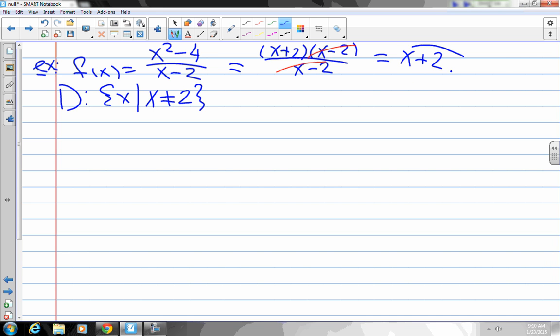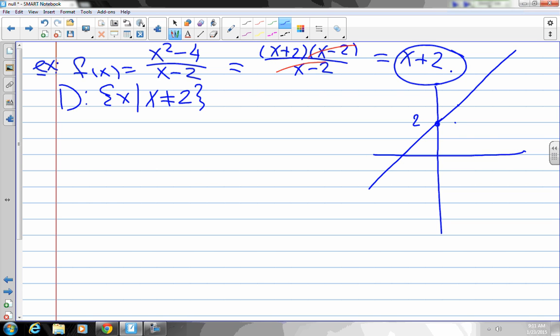Because what is the graph of this function? Yeah, it's a basic line. The y-intercept is 2, the slope is 1, so it starts at 2 and goes over 1, up 1, so you get yourself a graph, right? But when x equals 2, there's actually a hole in the graph. So you're just showing that there is no value here. So that's the graph of that function.